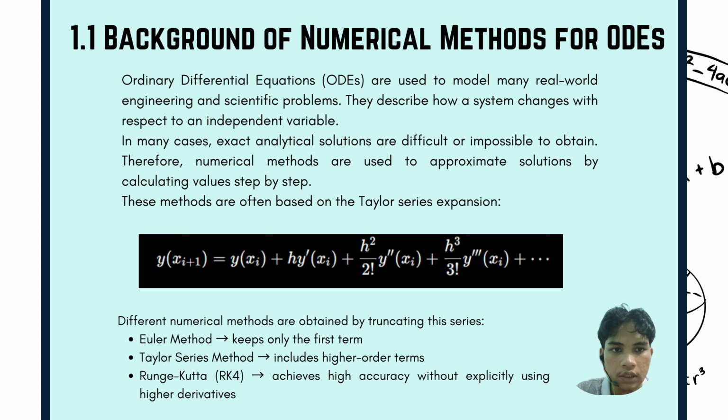So we can see this is the equation. Different numerical methods are obtained by truncating this series. So we have three methods. Number one is the Euler method, which keeps only the first term. The second method is the Taylor series method, which includes higher order terms. And third is the Runge-Kutta, or RK4, which achieves high accuracy without explicitly using higher derivatives.